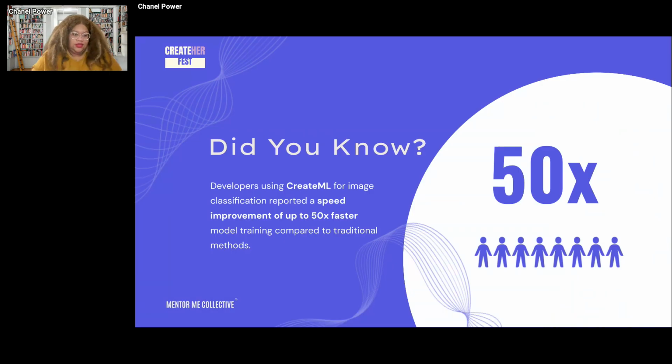All right. So I wonder if you knew, or did not know, maybe you did. Developers using Create ML for image classification reported a speed improvement of up to 50 times faster model training compared to traditional models. This was directly taken from Apple's developer documentation on developer.apple.com. But how exciting is this? And can this continue as we move forward, right? So I just want to encourage you again to leverage this if you have the access to do so.